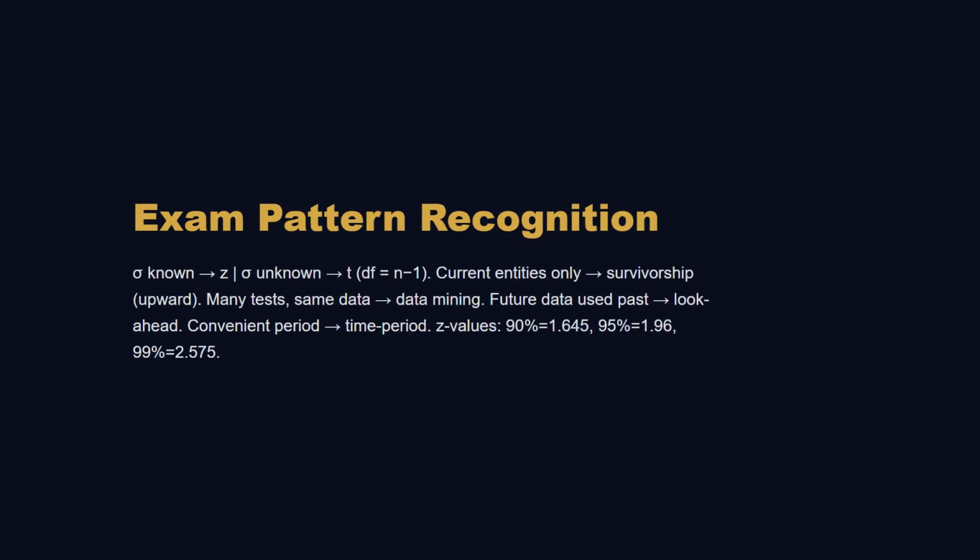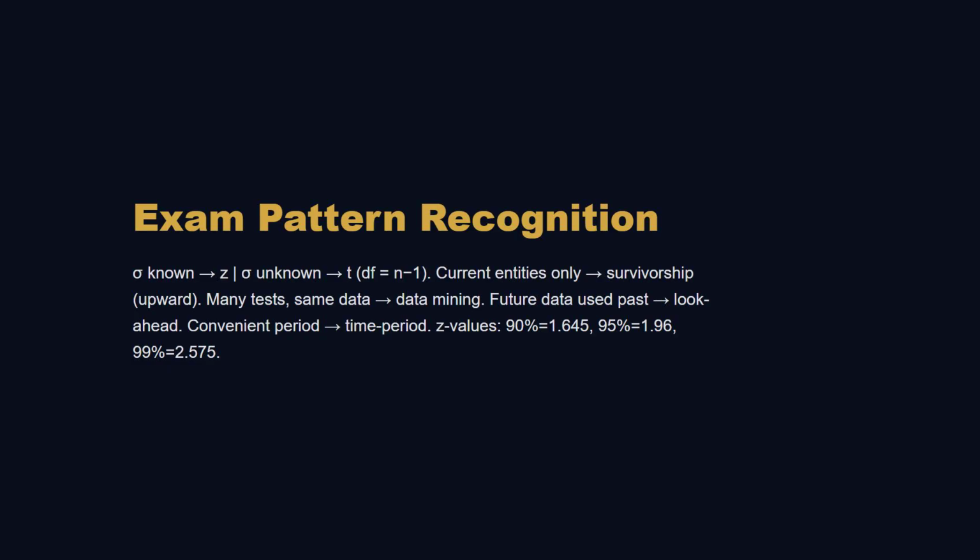Before we close, let me give you the exam pattern recognition you need. When the question says population variance is known, you use Z. When it says unknown or gives you a sample standard deviation, you use T with n-1 degrees of freedom. This is the single most common testing point in this topic. When a study only includes currently existing entities, think survivorship bias, direction is upward. When a study tested many strategies on the same data, think data mining bias. When a study uses data not available at the decision time, think look-ahead bias. When a study period conveniently matches a specific market condition, think time period bias.